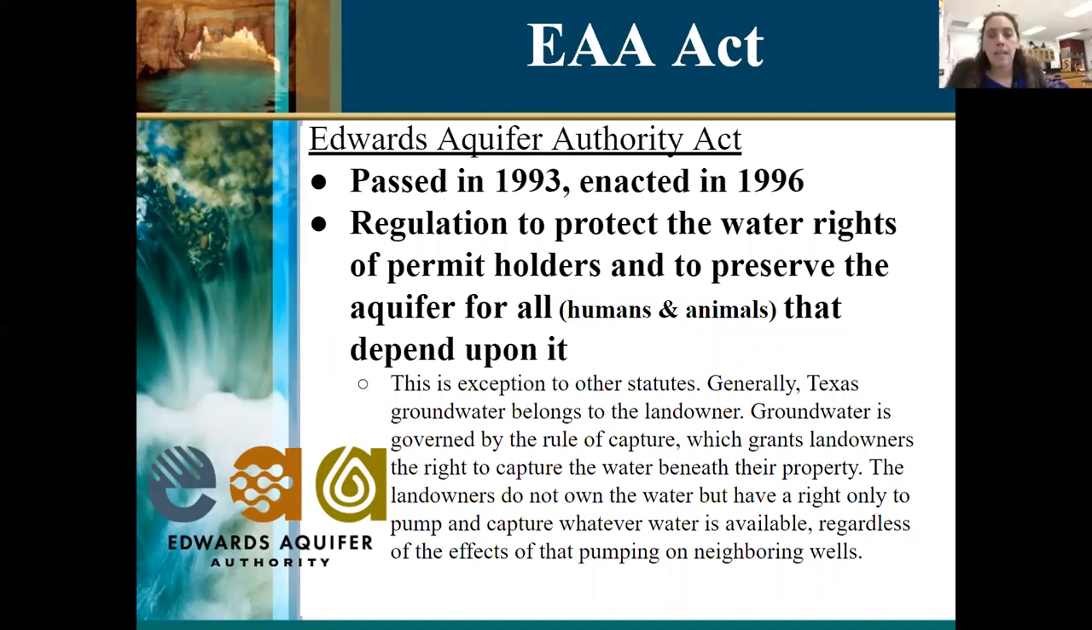Now, the amount of water that gets pumped out of our aquifer does get protected, and that's actually a rather rare thing and an exception to the rule in Texas. Passed in 1993 and then fully enacted in 1996, this is a state law, the Edwards Aquifer Authority Act, and it's a regulation to protect the water rights of permit holders and to preserve the aquifer for all, including humans and animals that depend on it. Highly unusual. The Edwards Aquifer Authority Act is an exception to the rest of the state.